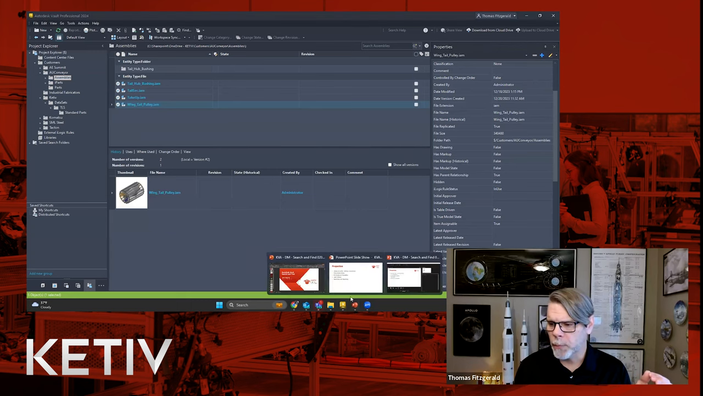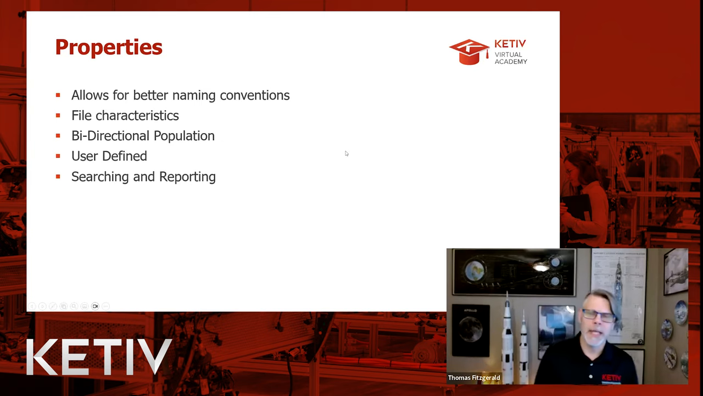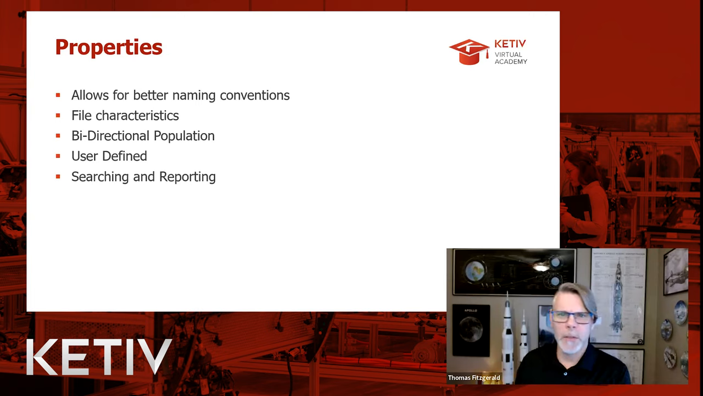So when I go to my PowerPoint here and I'm referencing this bi-directional population, what I mean is that when we create information inside Inventor, AutoCAD, SolidWorks, PDF, whatever the case, and we create that file and we check it into Vault, we're now telling Vault what those property values should be. Okay, so that's unidirectional, going from the authoring tool to Vault, populating the information in the databases.